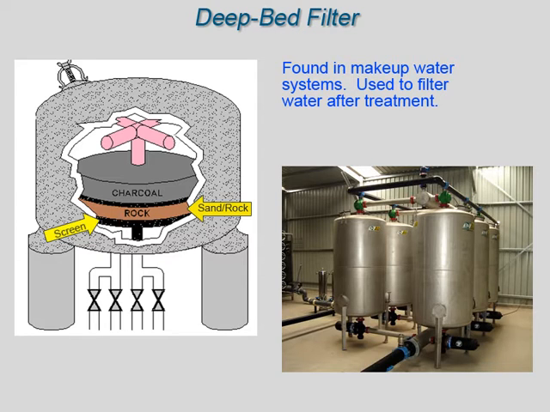A layer of coarse sand, crushed rock, or charcoal is placed directly on top of the screen. The deep bed, consisting of 2 to 4 feet of granular anthracite or charcoal, is placed on top of the sand. The filter is sized so that there is 1 to 2 feet of free space above the deep bed.